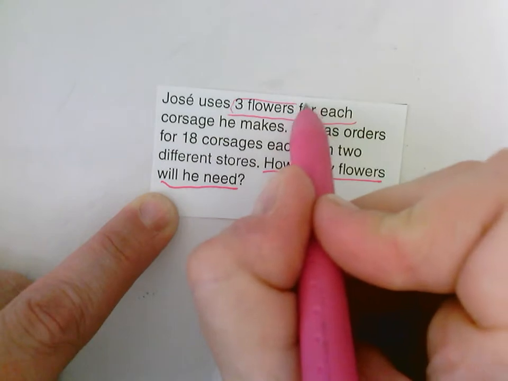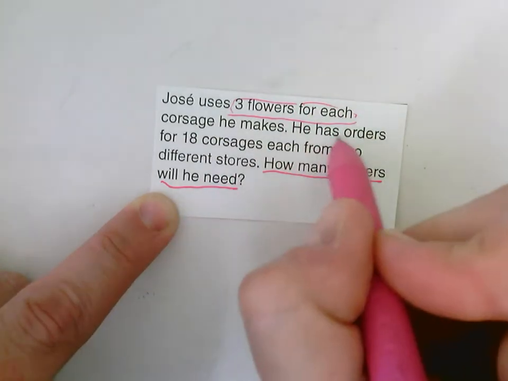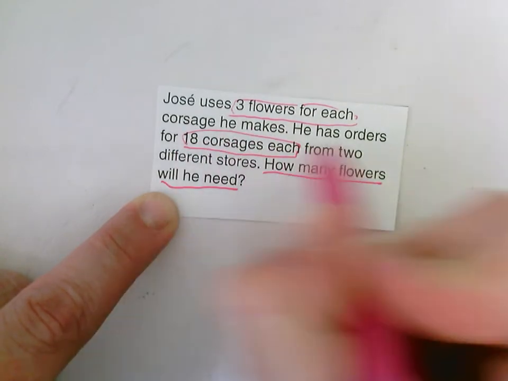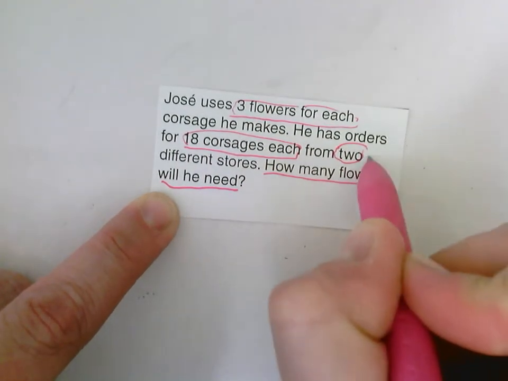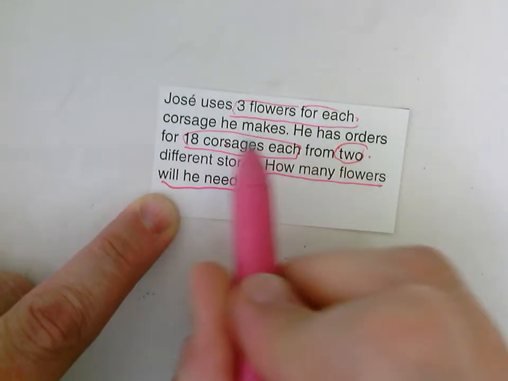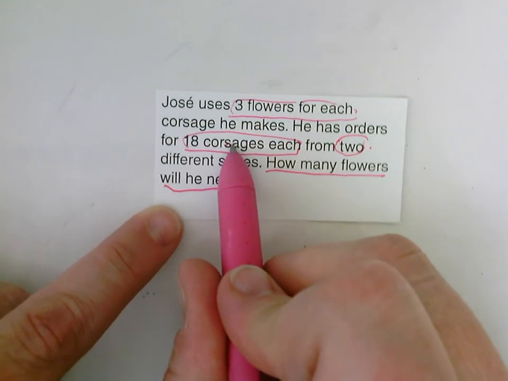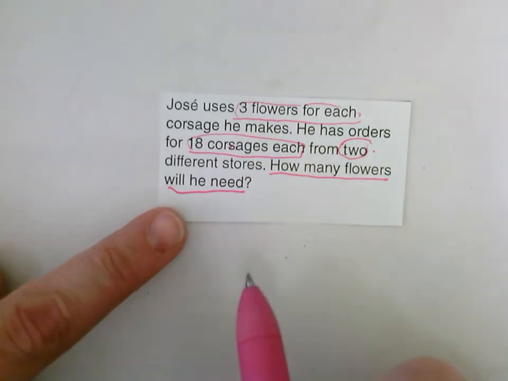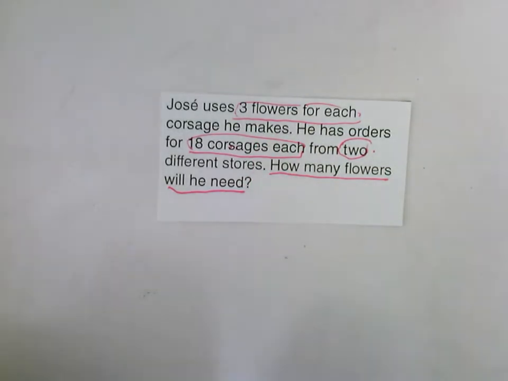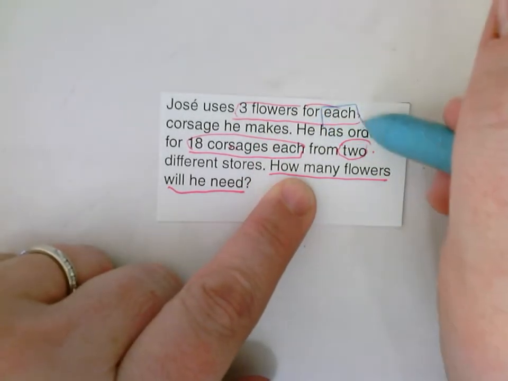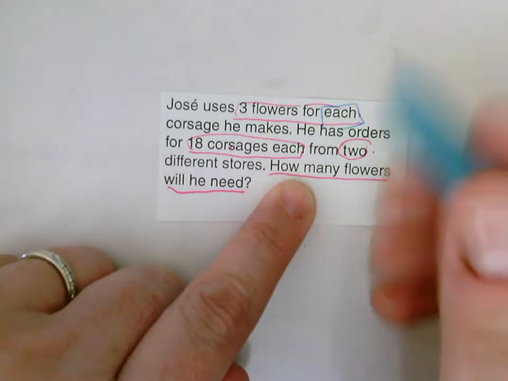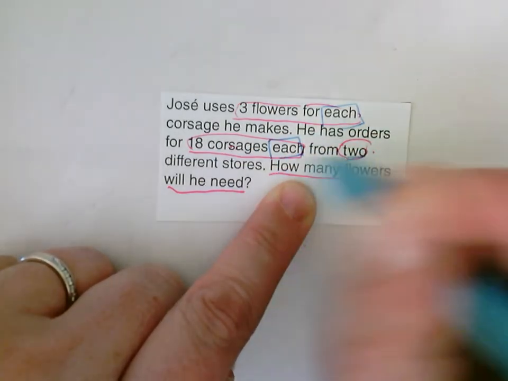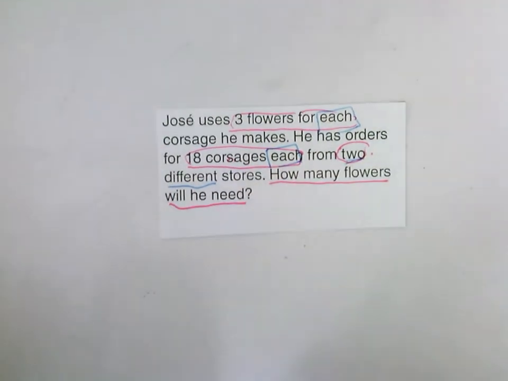3 flowers for each corsage. He has orders for 18 corsages each from 2 different stores. So one store ordered 18 and then another store ordered 18. And then each of those corsages is going to need 3 flowers. All right, so let's see. I have a lot of the word each in here, a lot. Each corsage needs 3. We have 18 each from 2 different stores. So how many flowers will he need?